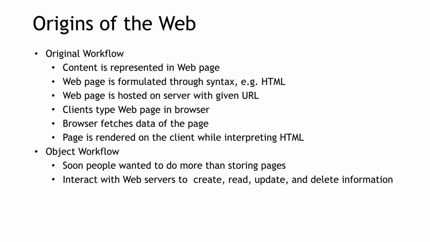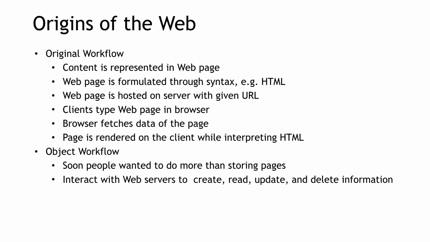To understand where we are coming from, we need to first revisit what the web was originally about. We had a very simple workflow. In the original web, pages were represented and contained some content. A web page was formulated through syntax annotations such as HTML. Then the web page was hosted on a server with a given URL. That's a Uniform Resource Locator.